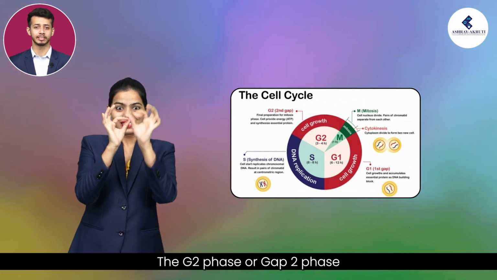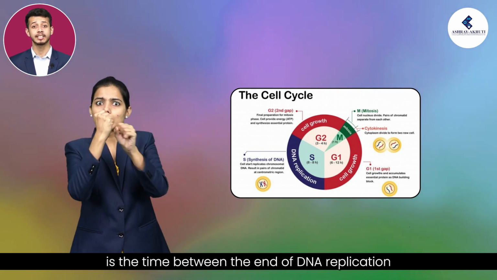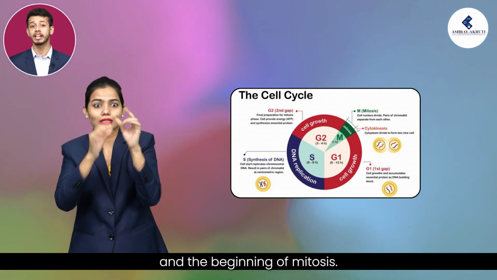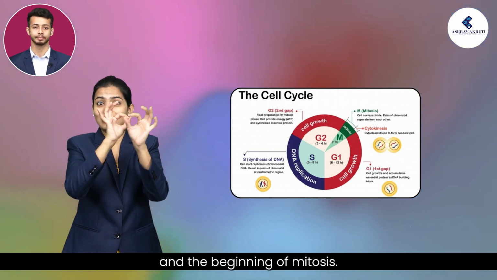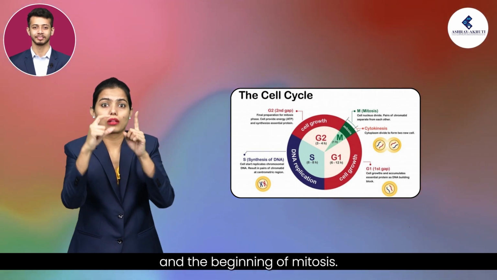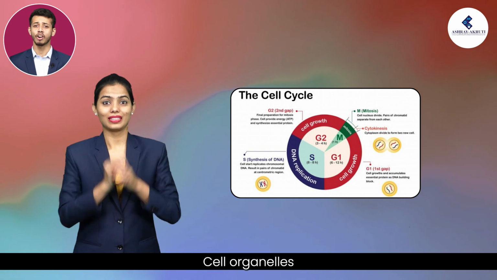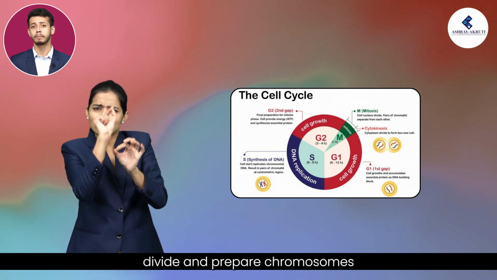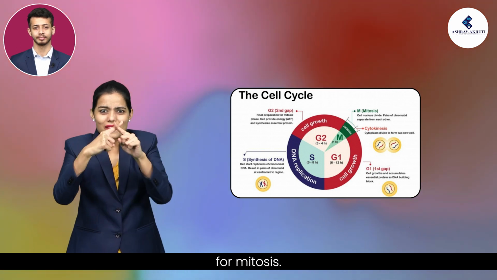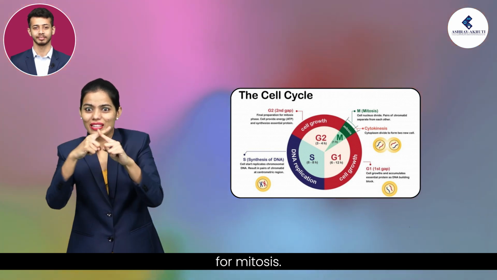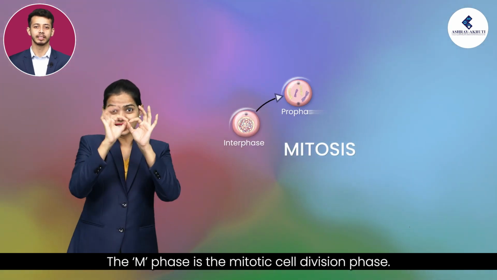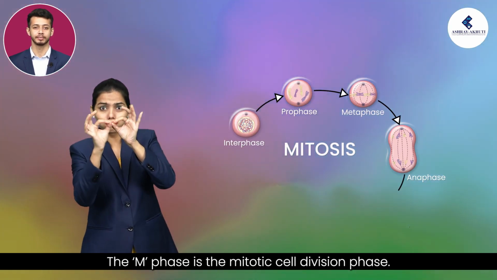The G2 phase, or gap 2 phase, is the time between the end of DNA replication and the beginning of mitosis. Cell organelles divide and prepare chromosomes for mitosis. The M phase is the mitotic cell division phase.